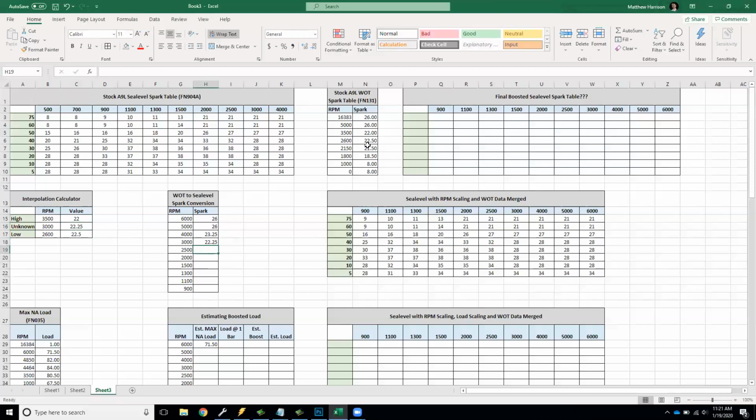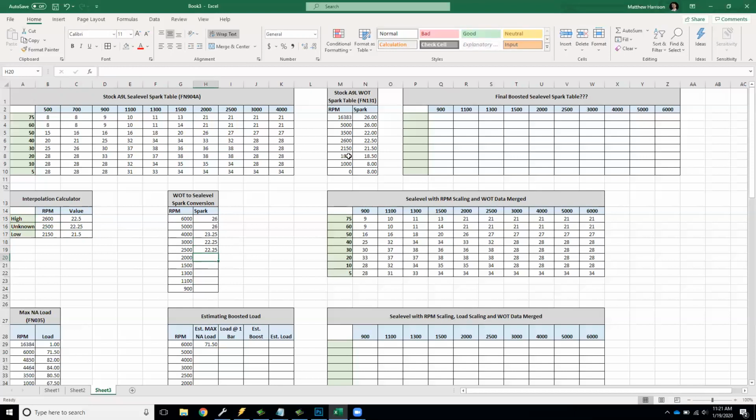Okay, moving down, 2,500, that's between 2,600 and 2,150. So we plug those numbers in. 2,600, I want to know 2,500, and we have a 2,150. At 2,600, we're at 22.5. And at 2,150, we are at 21.5 degrees. So that also gives us a 22.25.